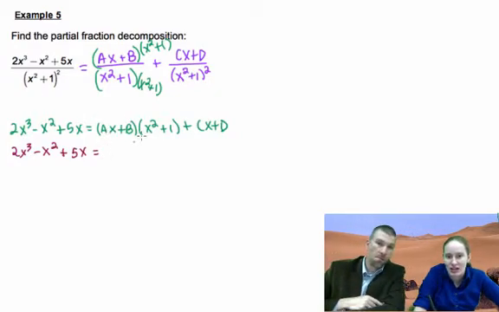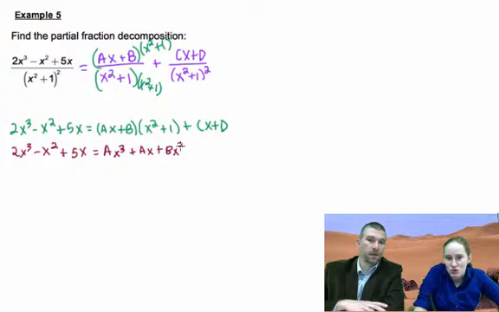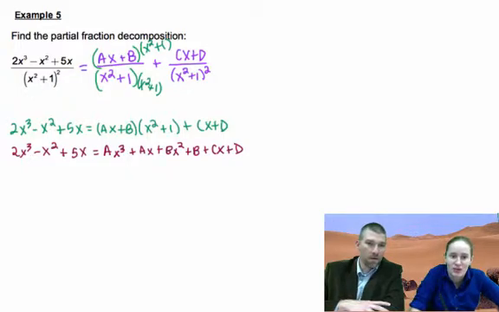Right. So ax times x squared is ax cubed. Thank you. Ax times 1 is ax. b times x squared is bx squared. Plus b. Now we're going to match things up.